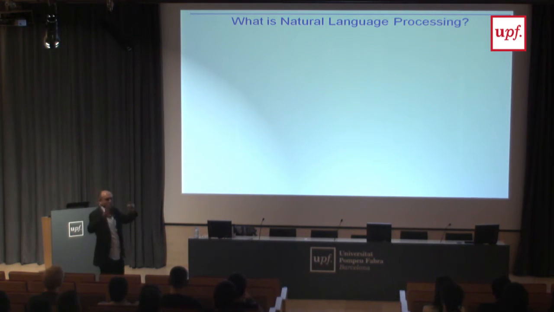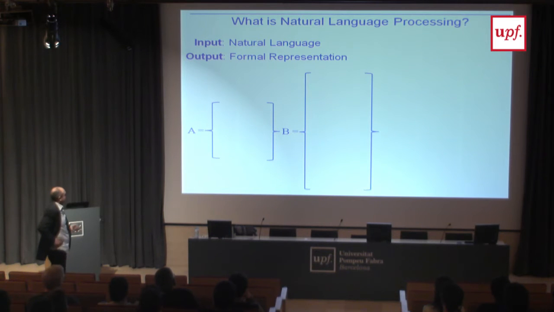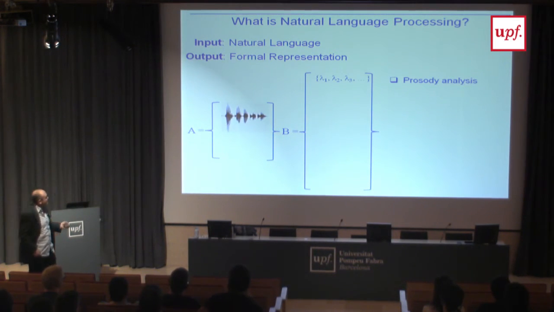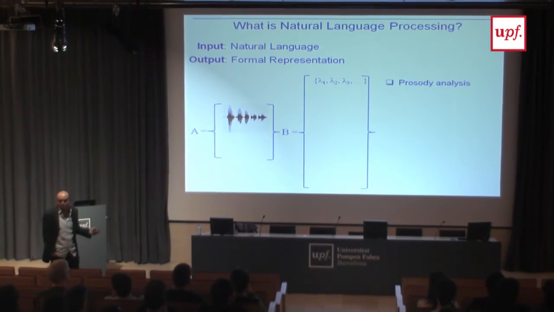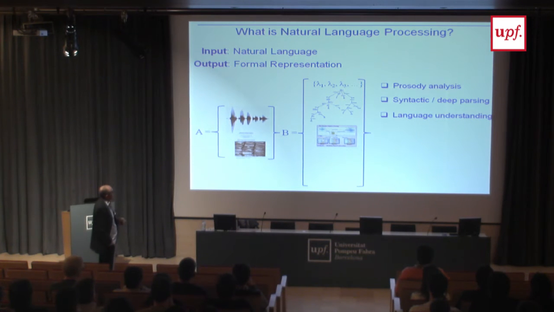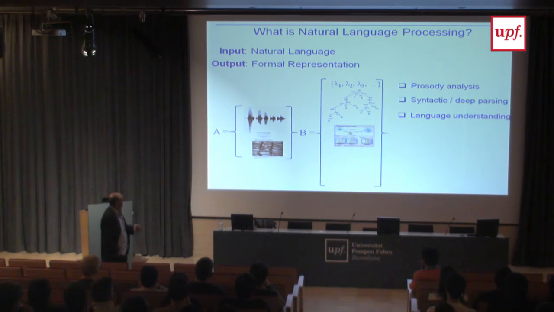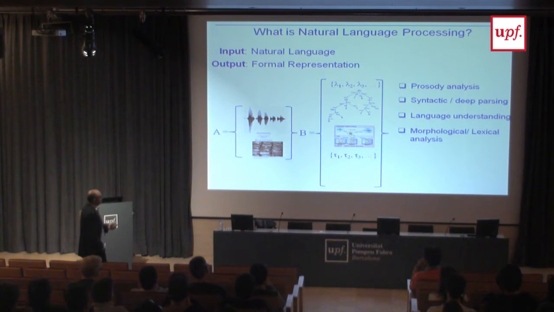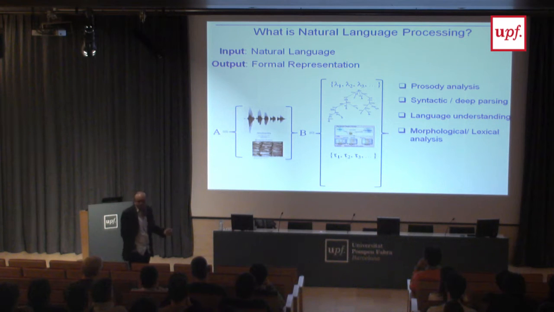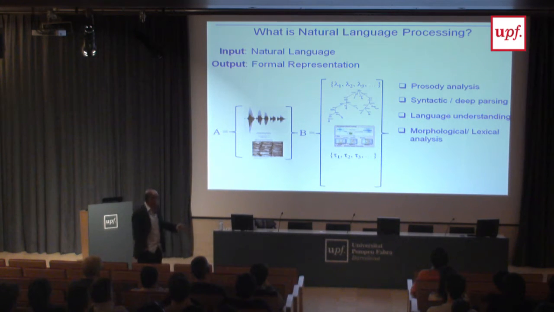Let's now group this a little bit and assume that we have natural language as input and a formal representation as output. If we have speech and the output is a sequence of prosodic contours, then what we are doing is prosody analysis. If we have a text or a pile of texts and we get out a linguistic representation, a syntactic structure, let's say, then we are doing parsing. And we are doing natural language understanding if the result is an ontological representation. If we get a sequence of morphological tags, then obviously we are doing morphological tagging or morphological analysis, and if the classes or tags look a different way, then we are doing probably lexical analysis.